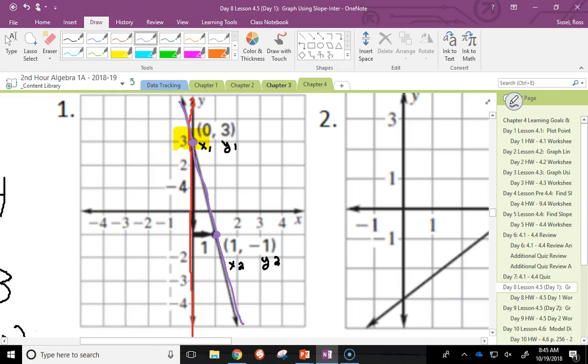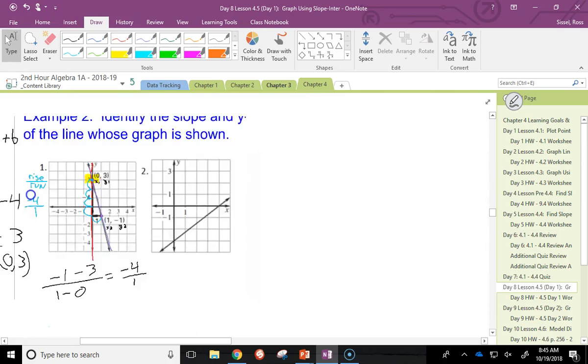Here's what I can do. I now start at my first point, which is left to right, right here. So I'm going to start here, and I'm going to look at my rise and run. Am I going to go up or down? Down. So I know my rise is going to be negative, and I'm going to go 1, 2, 3, 4. I'm now on that same line, and then how many do I have to go to the right? 1. My slope is -4 over 1.